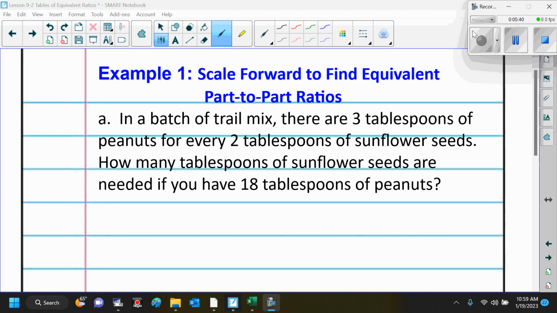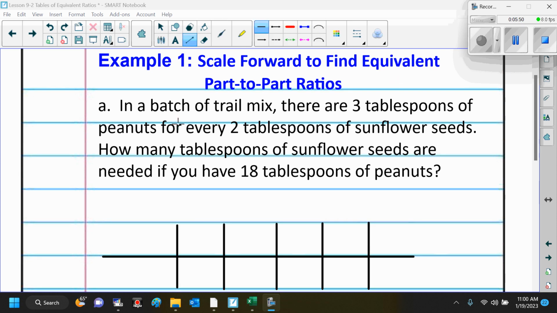So example 1 is scale forward to find equivalent part-to-part ratios. Please make sure you are writing down your title for your example. So in a batch of trail mix, there are 3 tablespoons of peanuts for every 2 tablespoons of sunflower seeds. How many tablespoons of sunflower seeds are needed if you have 18 tablespoons of peanuts? Okay? So the first thing we want to do in our problem is decide what is it we are comparing.